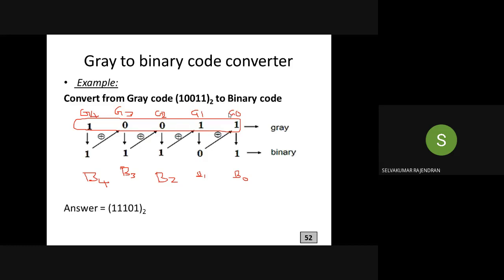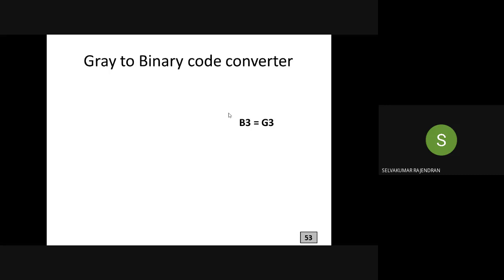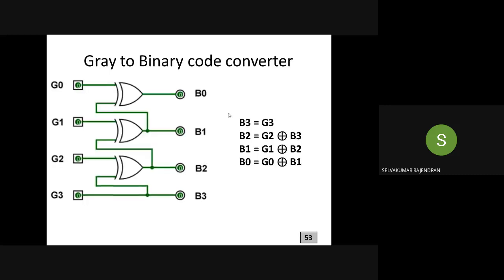Right, so to perform gray to binary or binary to gray conversion, we should know the XOR function. Then only can you follow this procedure. After following this procedure, you will get the correct result. So this is the logic circuit, and this is the Boolean expression for gray to binary code conversion.